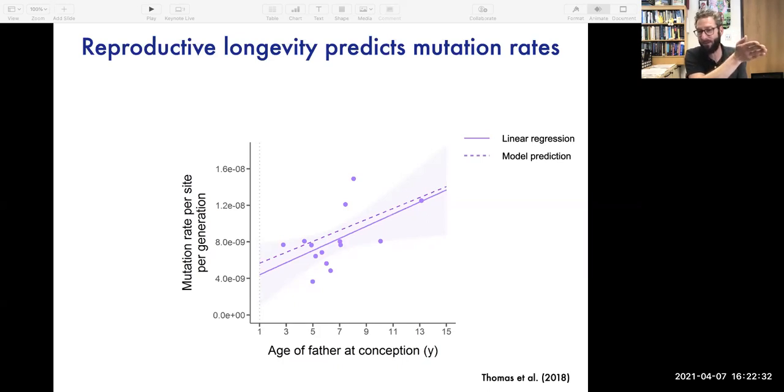If we were to look at the total longevity line, it would be much further down below. This is much too high for that. So the owl monkey mutation rate is being set by when puberty starts, not how absolutely old they are in years.